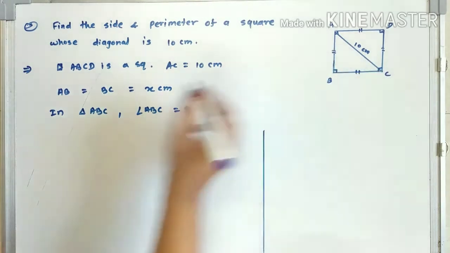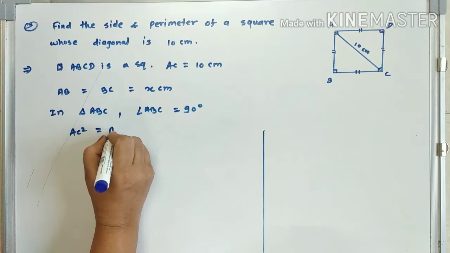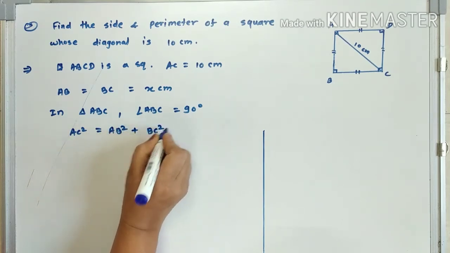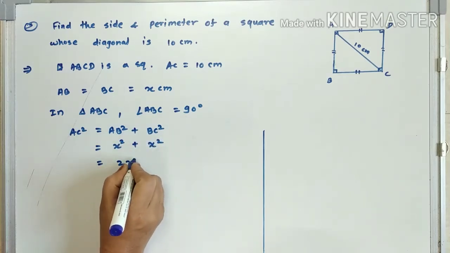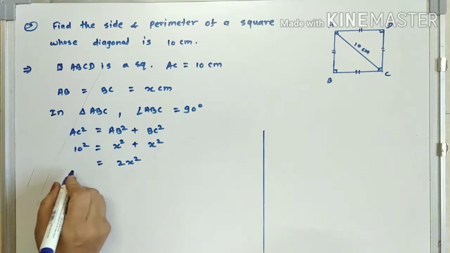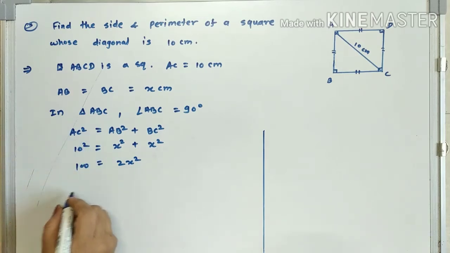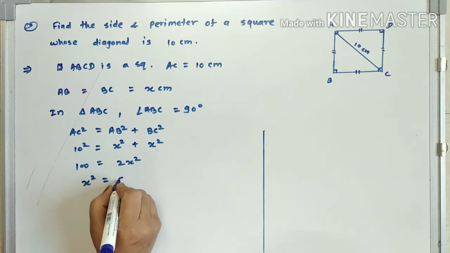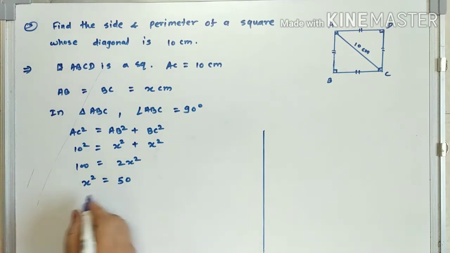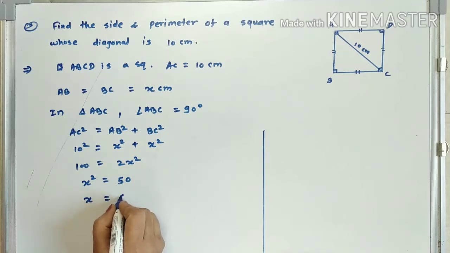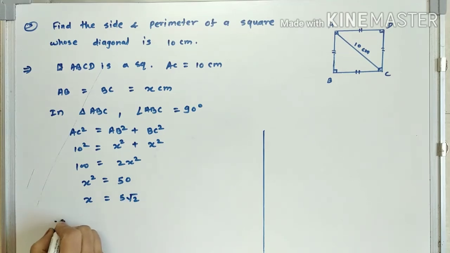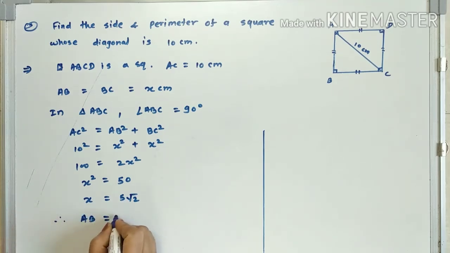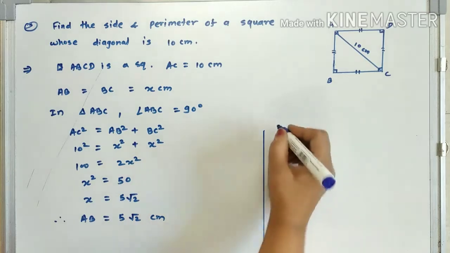Therefore, by the Pythagoras theorem, AC square equals AB square plus BC square, equals X square plus X square, equals 2X square. And AC is 10. So 100 equals 2X square. Therefore, X square equals 100 by 2, which is 50. By taking the square root of both sides, X equals 5 root 2. The square root of 50 is 5 root 2. Therefore, AB equals 5 root 2 centimeters, the side of the square.